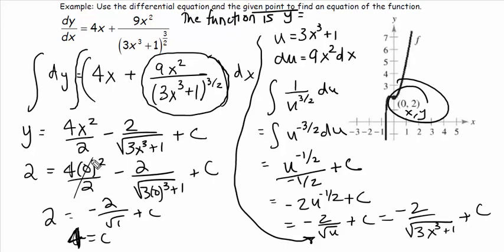So that means that the function is y equal to, I'm going to simplify, 4 over 2 here is just 2. So 2x squared minus 2 over the square root of 3x cubed plus 1 plus c, which is 4. So that is the function that they want.